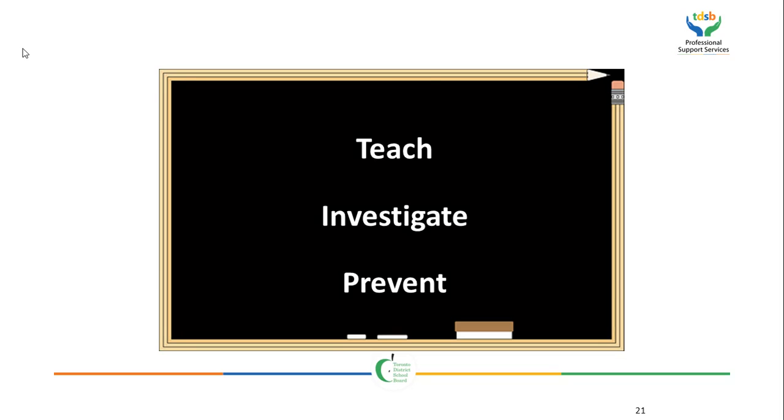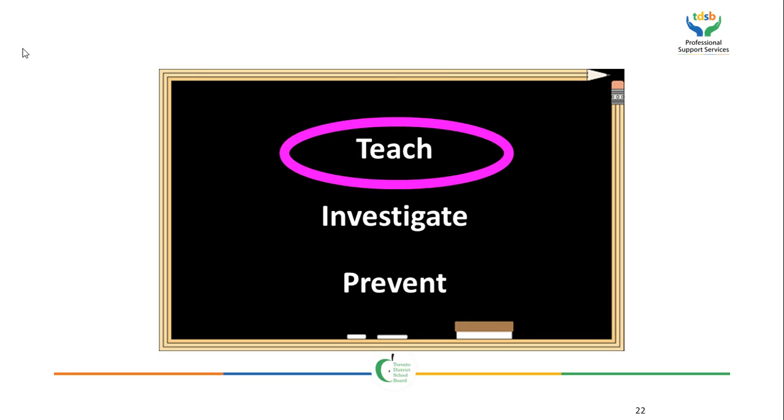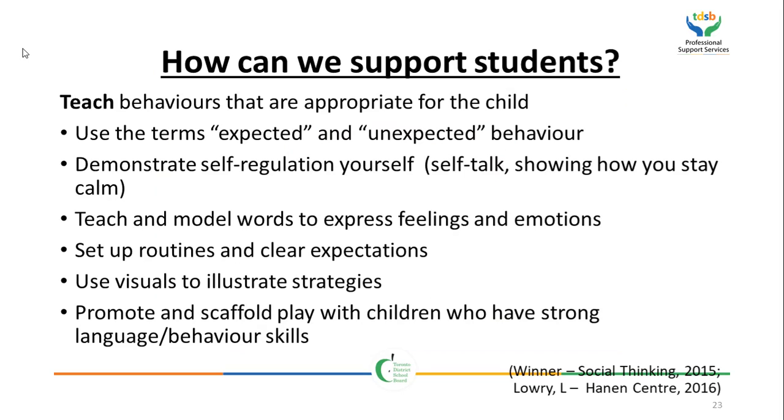Let's start with teach. This means we need to teach behaviors that are appropriate for the child. So, how do we do this? Remember that each behavior has a function and that behavior is a reaction to an unmet need. When teaching unexpected behaviors, we are looking to demonstrate and model behavior that is expected for a given situation.